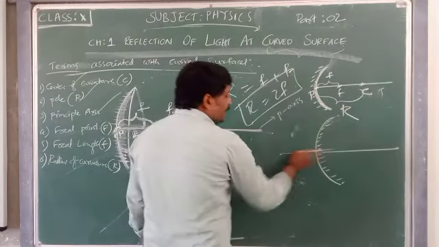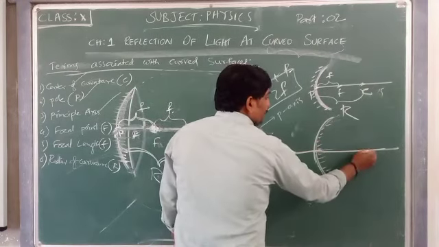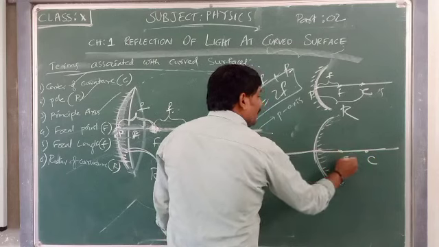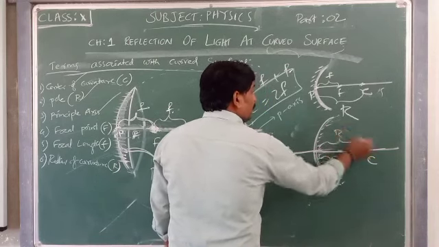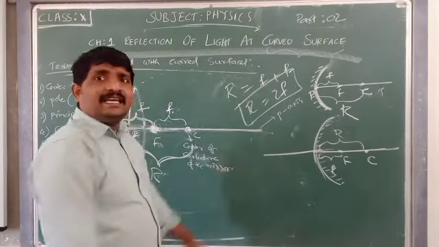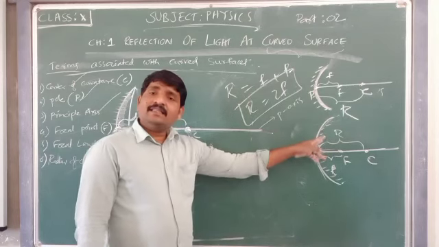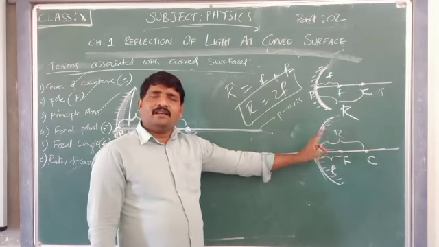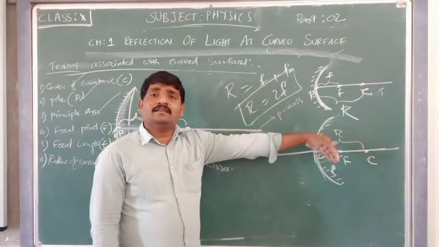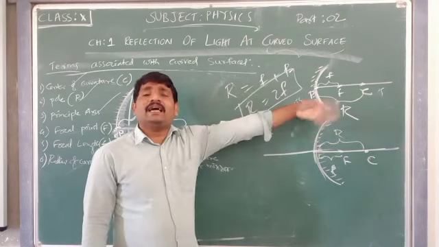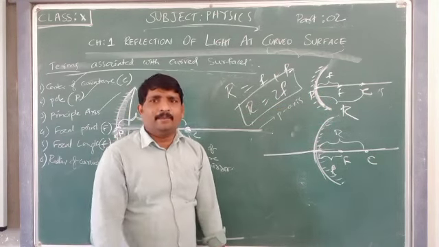For the convex mirror, keep in mind that the radius of curvature, focal point, focal length, and center of curvature will be on the other side of the reflecting surface. It is not towards the reflecting surface. That is one point you have to keep in mind.